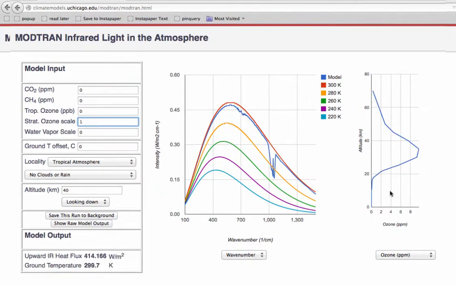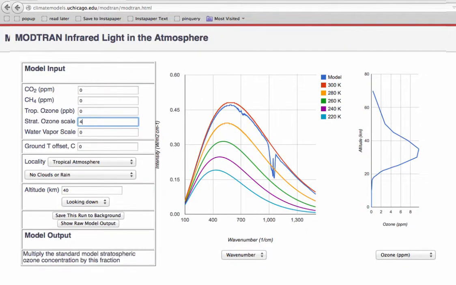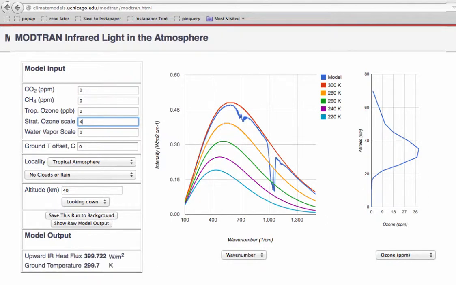We're looking at mixing ratios of about 9 parts per million, peaking at about 35 kilometers. So let's go to 40 kilometers again to be above the majority of the ozone. We're looking down, and go ahead and increase the ozone mixing ratio to 4 times current and see if we can find a mixing ratio that actually causes the temperatures not to change.